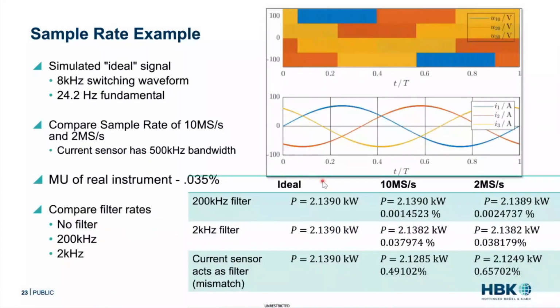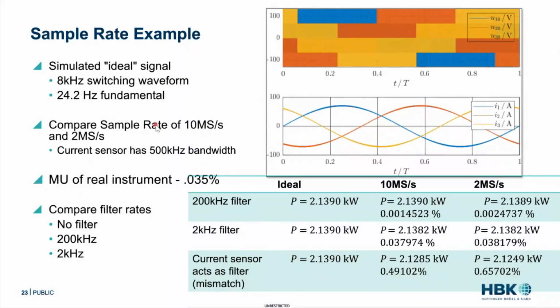All right, let's look at an example. And this is kind of busy, so I'm going to go slow. Here is an example where we have a simulated ideal signal coming from an 8 kilohertz inverter. So my voltages are in blue. I have these idealized switches. My fundamental is a 24.2 hertz fundamental. So we have my voltages up here, my currents down here.